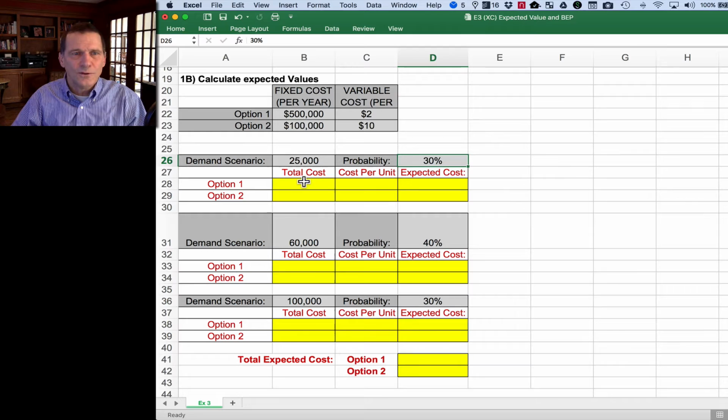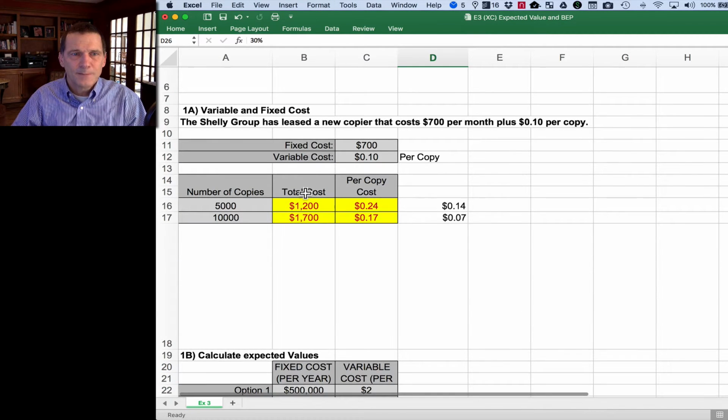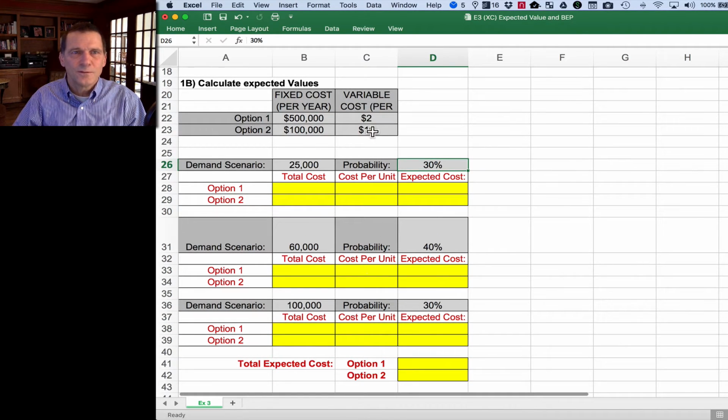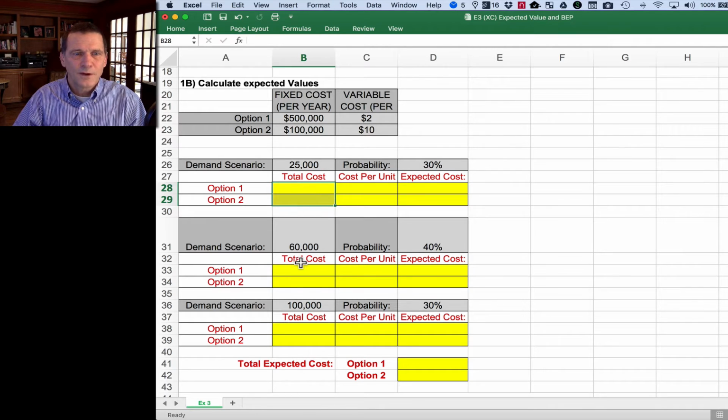So what we need to do is find our total cost, like we did with the calculator here. We're going to find our total cost with the same formula, which is fixed cost plus variable cost times volume. But we have to do that for all 3 volumes. So we're going to find our total cost for option 1 and 2 across 3 different volumes. We'll see our cost per unit across those 3 different volumes, and then we'll drop in this probability factor, and then we'll total. So let's do it.